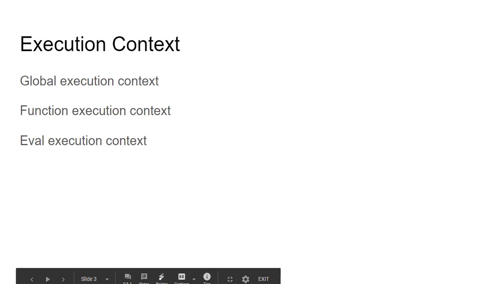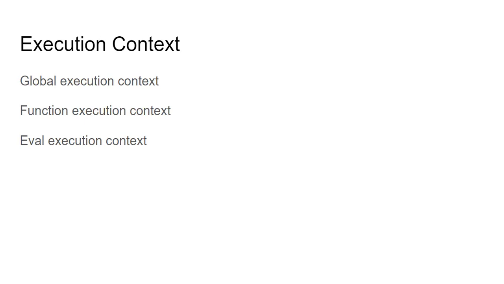There are three types of execution context: global execution context, function execution context, and the eval execution context. So let's look into the concept.